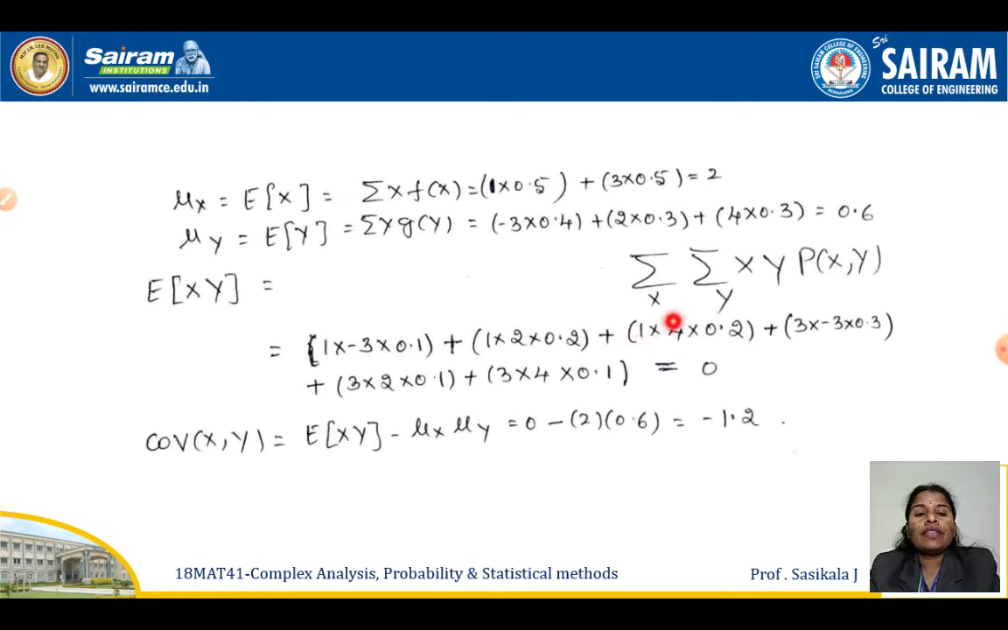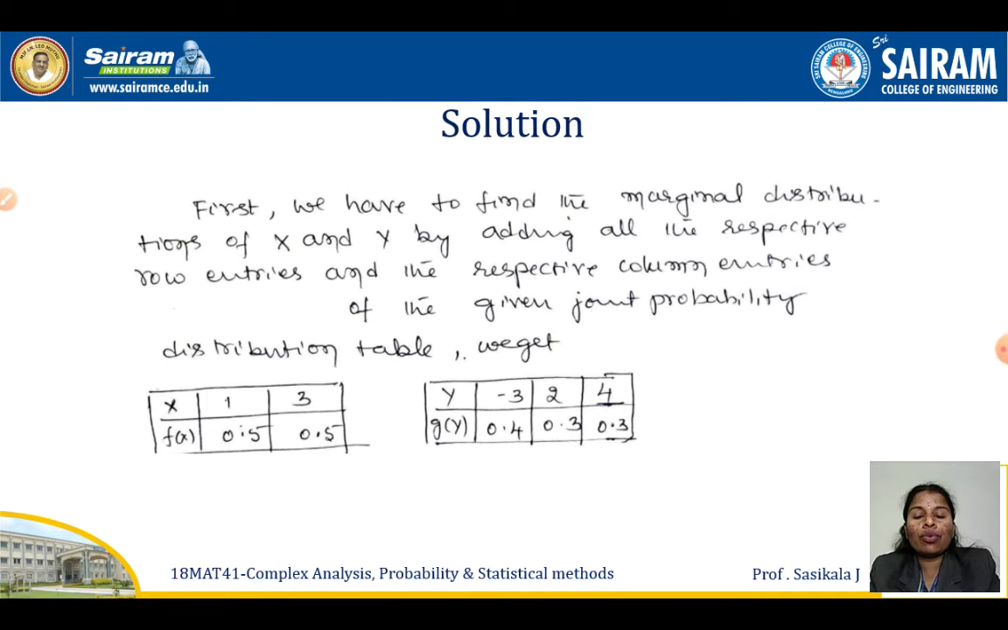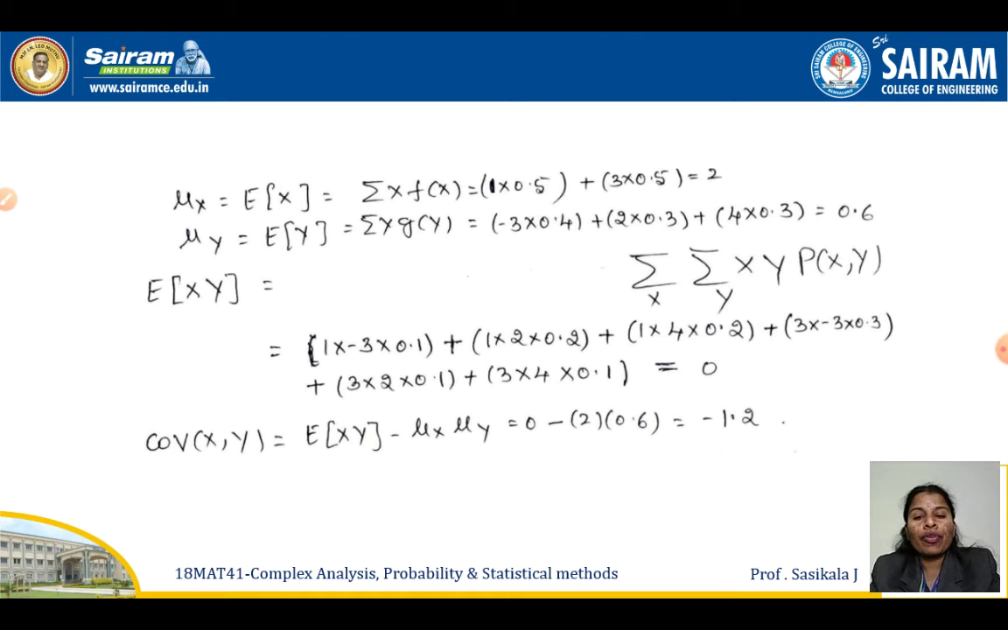Now the expectation of x into y. What is the formula? Summation of x into y into p of xy. So the complete table is to be multiplied. That is, x is 1, y is minus 3 into 0.1, plus 1 into 2 into 0.2, plus 1 into 4 into 0.2, plus 3 into minus 3 into 0.3, then 3 into 2 into 0.1, then plus 3 into 4 into 0.1. So that is the explanation given here. You take it from the joint probability table and multiply all the x value, y value and that particular cell value. What is it? The p of x comma y values, right?